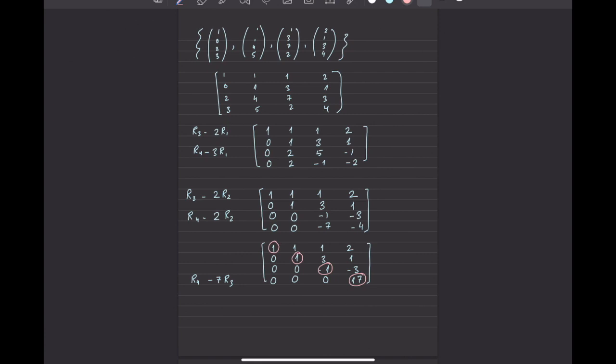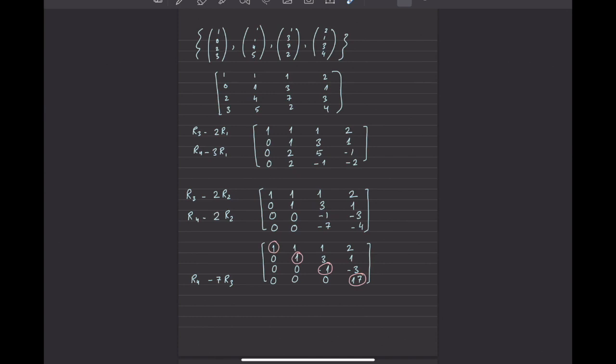But the basis vectors should be the original vectors. So I can say all these four vectors should form the basis. But since I also know that we're talking about a four-dimensional vector space, and a four-dimensional subspace of a four-dimensional vector space represents the entire vector space, I could also write down the basis as 1, 0, 0, 0; 0, 1, 0, 0; 0, 0, 1, 0; and 0, 0, 0, 1.